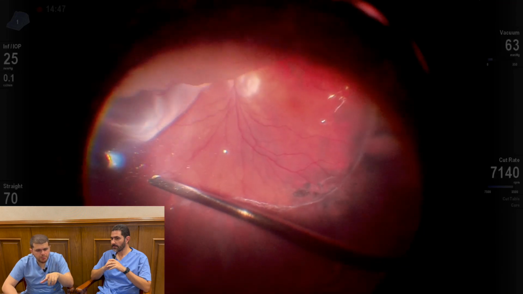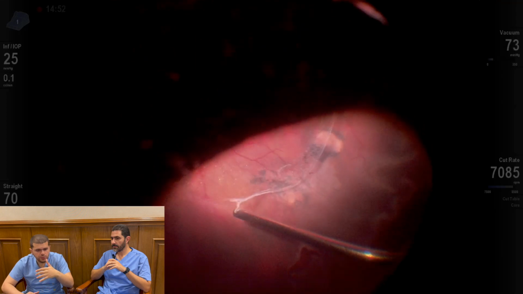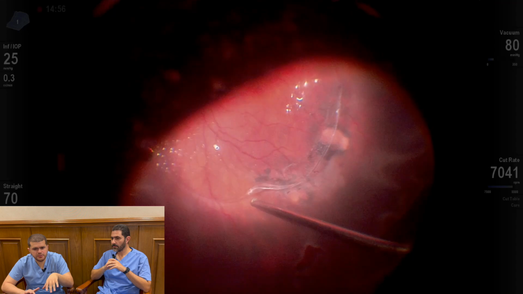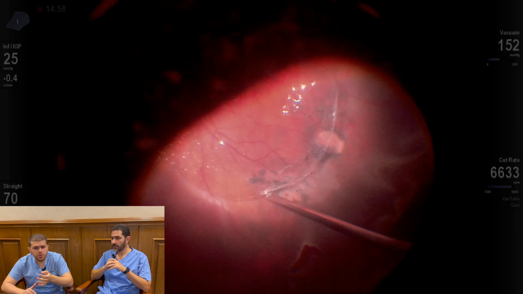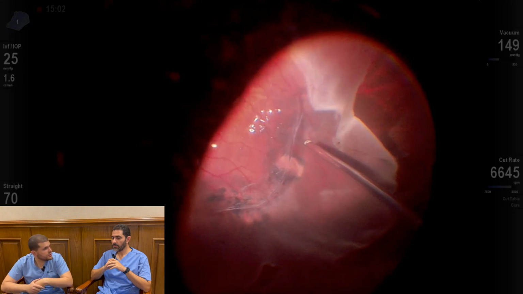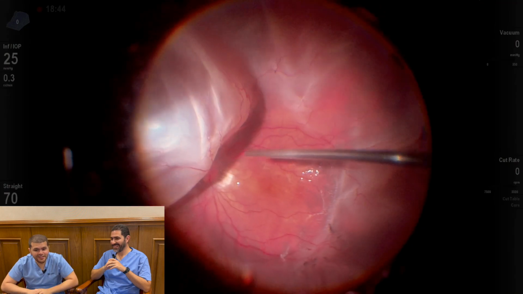Notice here that while I'm pulling the posterior hyaloid, there was an iatrogenic tear. Would you stop and just leave the hyaloid in place, not to create more tears, or would you proceed to peel more and more, even if you're going to cause tears? So this depends. It was a question that was going through my mind at this step.